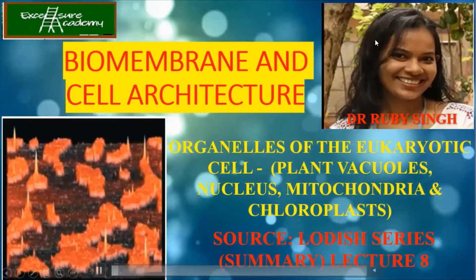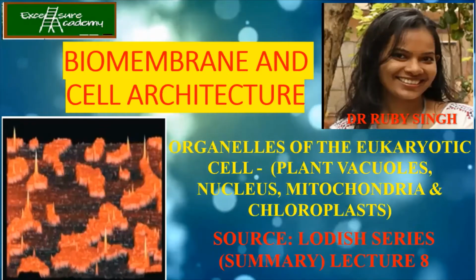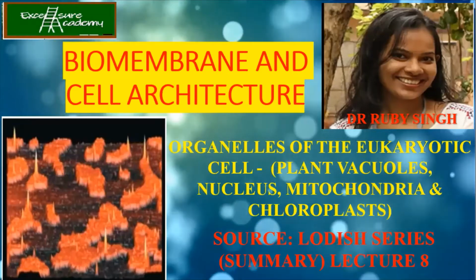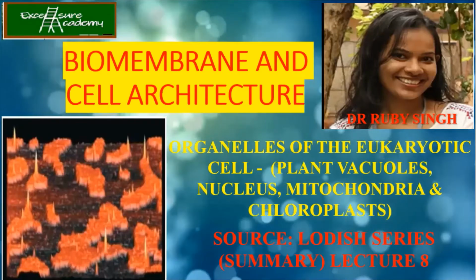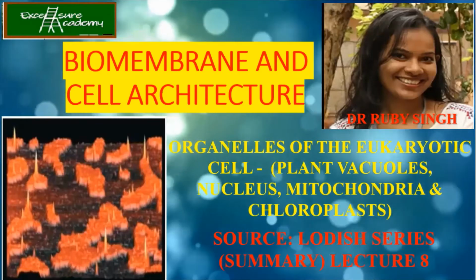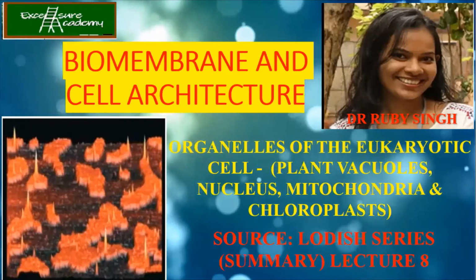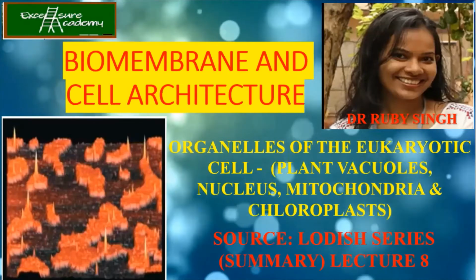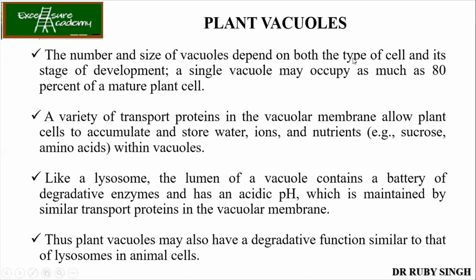So in today's session, we are going to talk about the rest of the organelles like plant vacuoles, nucleus, mitochondria, and chloroplast. In the previous lectures, we talked about the lysosomes, peroxisomes, and ER and Golgi, right? So let's continue with the other organelles. The plant vacuoles: the number and size of vacuoles depend on the type of cell. In animals, the vacuole size is small, whereas in plants it is large and occupies around 80% of the mature plant cell.